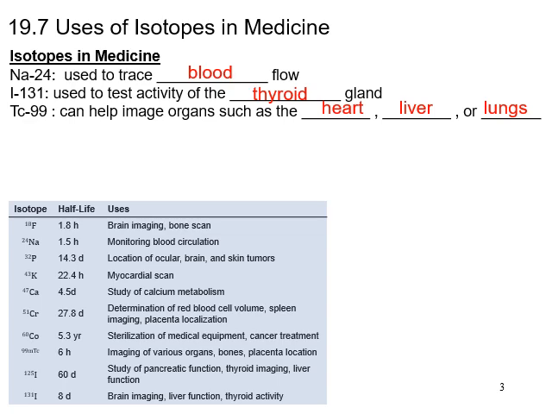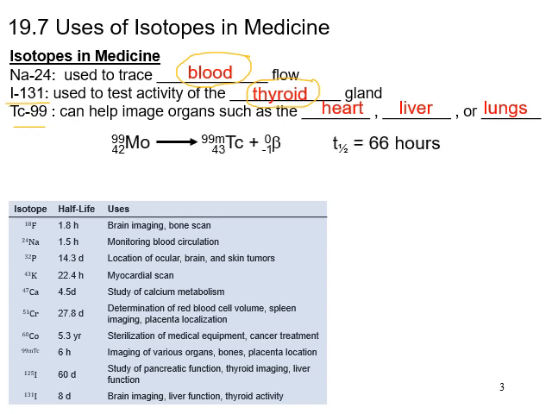So let's check out uses of isotopes in medicine. Sodium-24 is used to trace blood flow, and iodine-131, makes sense, is used to probe the thyroid, because if the thyroid is not functioning properly, the iodine won't build up or show up in the thyroid like it should. Technetium-99 is a synthetic element and can be used to help image organs such as the heart, liver, and lungs. Technetium is created when they need it because it's got a pretty short, 6-hour half-life. So you have to create it and use it, otherwise it goes away.